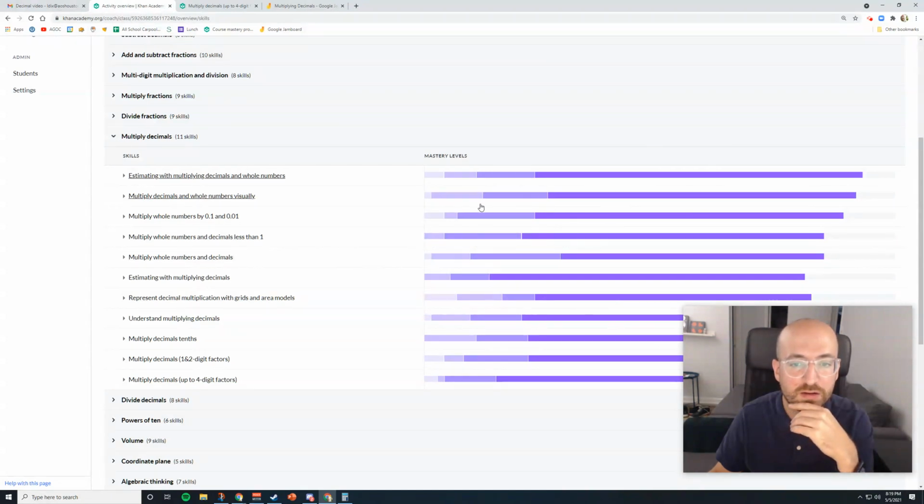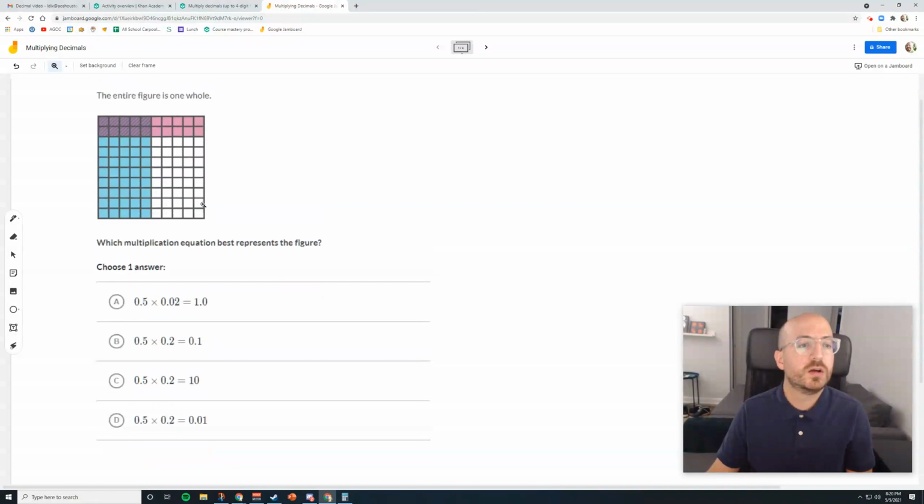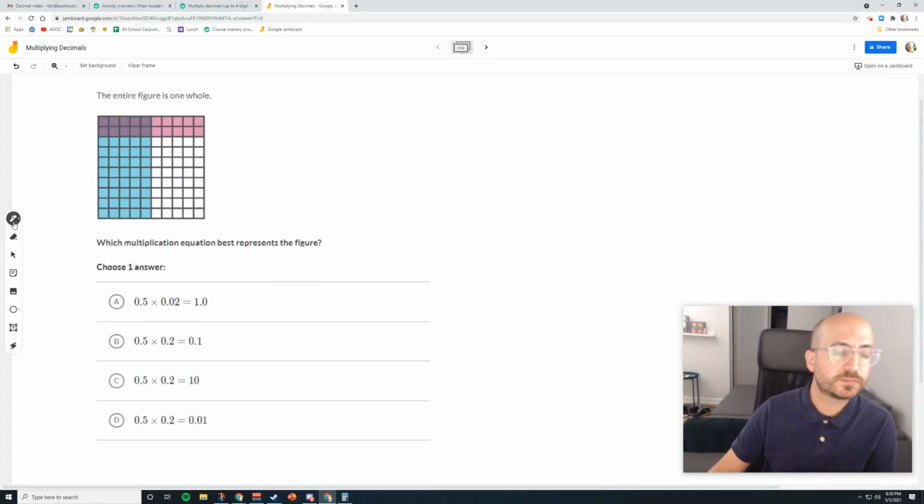I think looking at it with pictures could be good for us to practice. We have 5 people who are having trouble with that, and up to 4 digits we'll go to the end, like the final skill that's maybe hard. So without further ado, let's get into it. These are multiplying decimals with an area model.